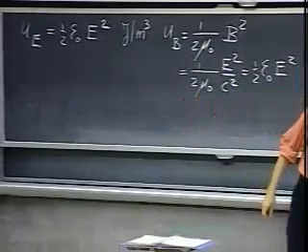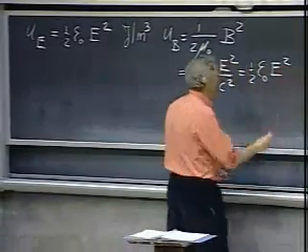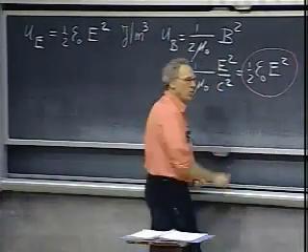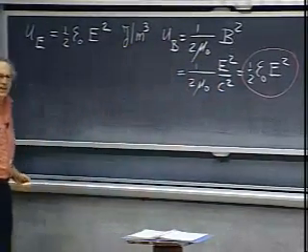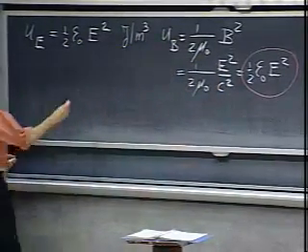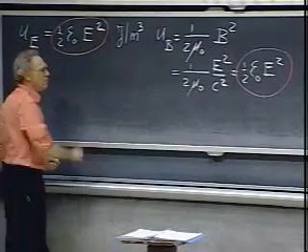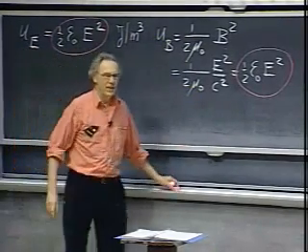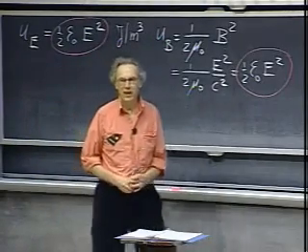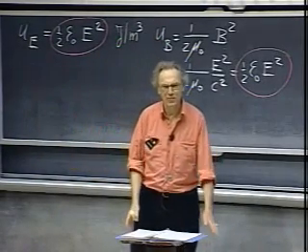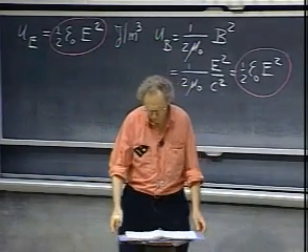And when you see this, this is an absolutely amazing result. Because what this tells you is that the energy density in the magnetic field of a traveling wave is exactly the same as the energy density in the electric field of an electromagnetic wave. That's really an amazing thing. The symmetry is absolutely beautiful.